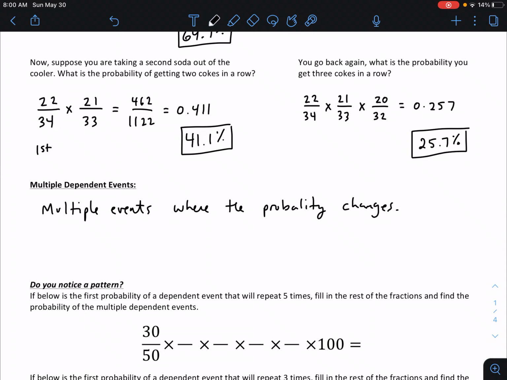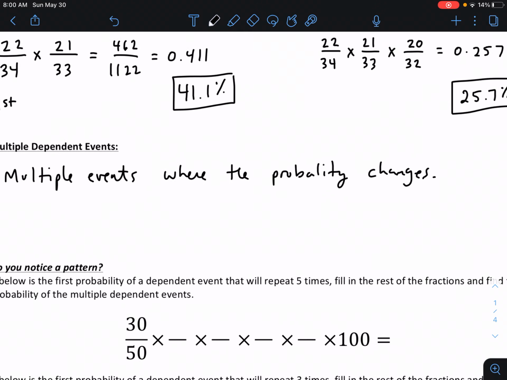Okay, so grabbing cans out of a cooler, eating candy out of a bowl. You don't put the candy back after you eat it, right? So that's the idea. The probability changes because the quantity of something changes.